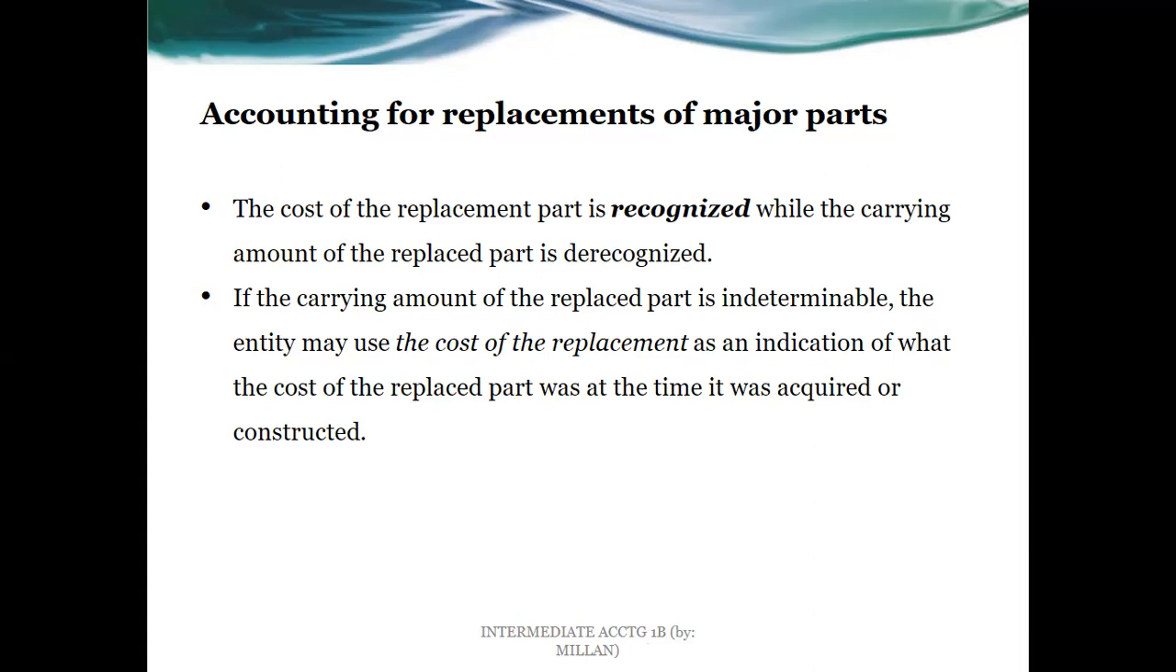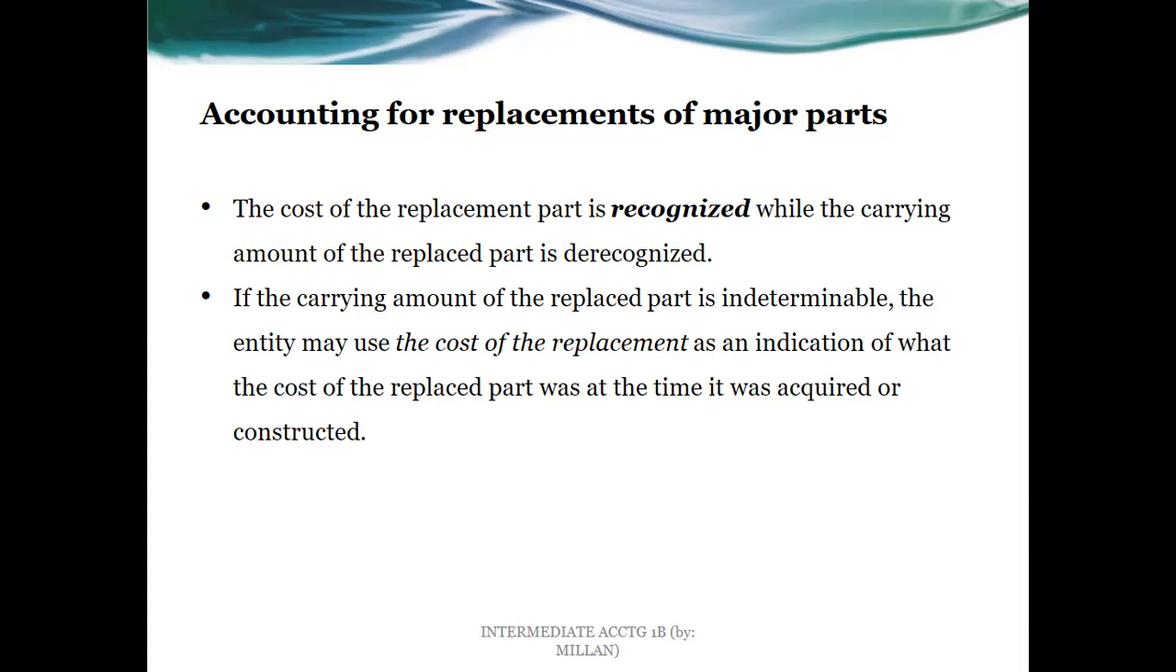Then if the carrying amount of the replaced part is indeterminable, the entity may use the cost of the replacement as an indication of what the cost of the replaced part was at the time it was acquired or constructed. So in other words, we are going to use discounting, or we will compute the present value of the cost of the replacement today, and then we are going to use a certain discount rate applicable certain years ago to estimate the cost of the replaced part, again years ago. And that will be used as the way of computing the carrying amount.